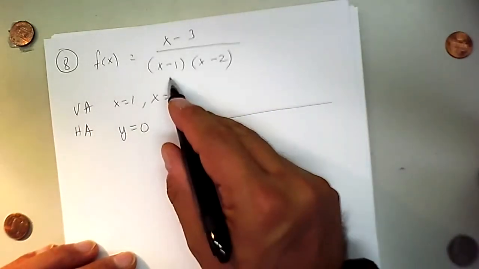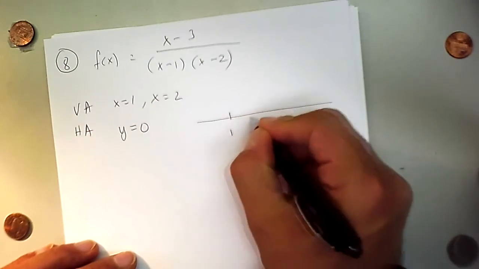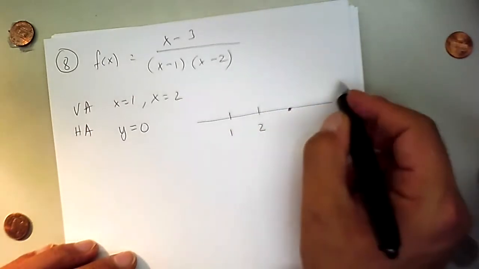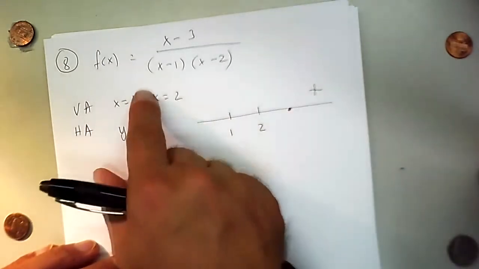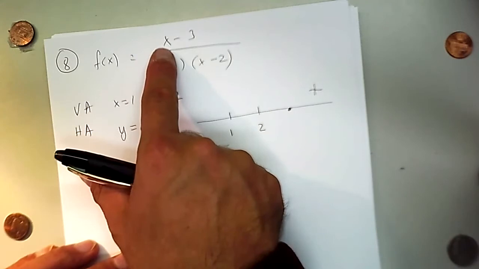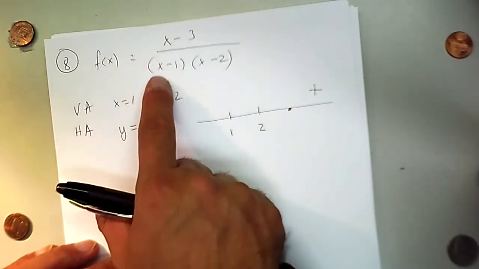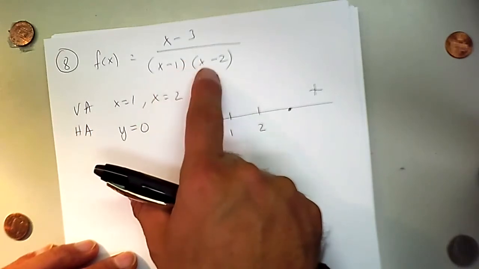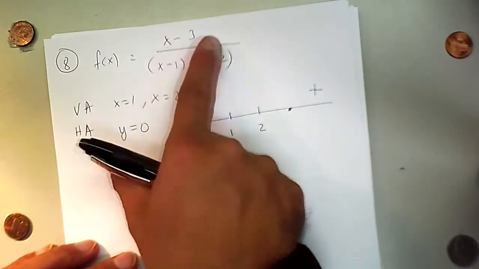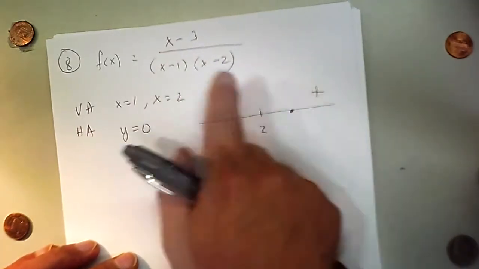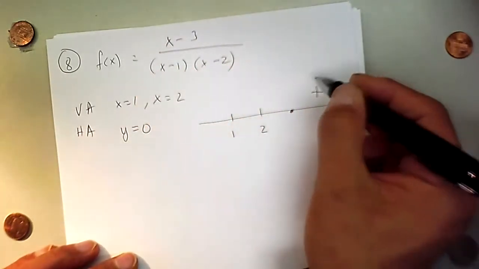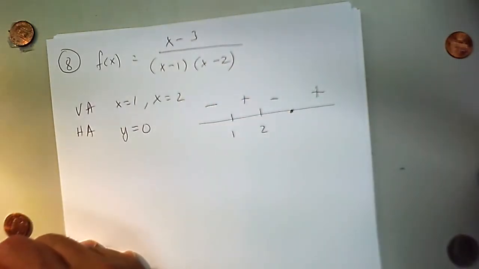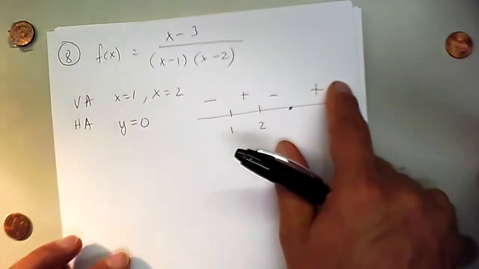So we got vertical asymptotes at 1 and 2. The x-intercept happens at 3. And the graph is going to be positive. Again, why? Because if you plug in a large number, such as 10, we get 7 over 9 and 8, that's 72 on the denominator, 7 on the numerator. So we end up with a positive number. And then if we have single factors, we alternate negative, positive, negative, starting from the right.